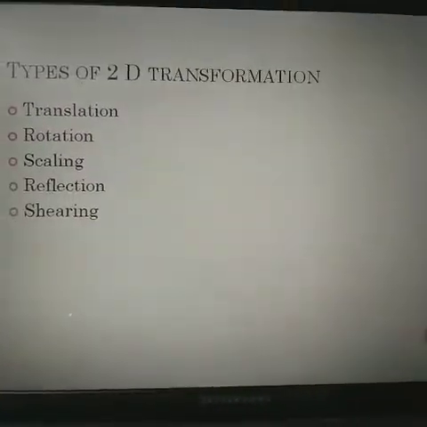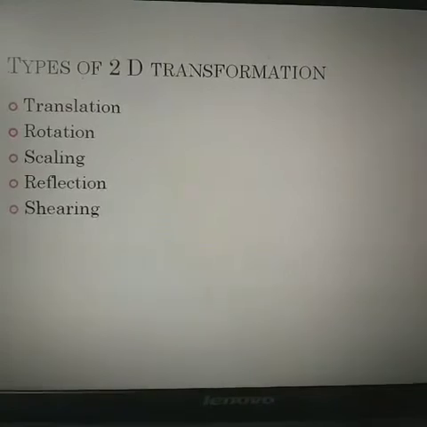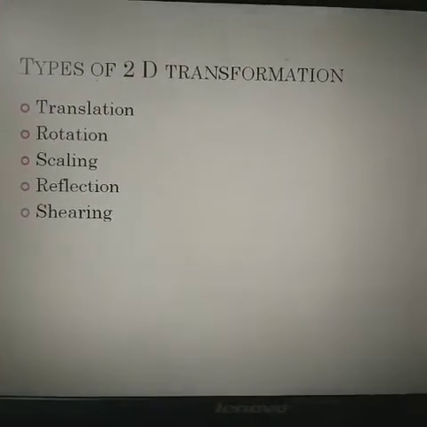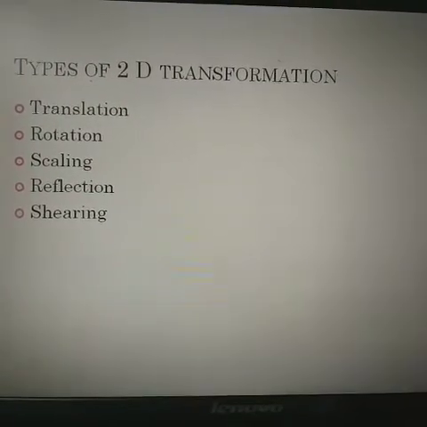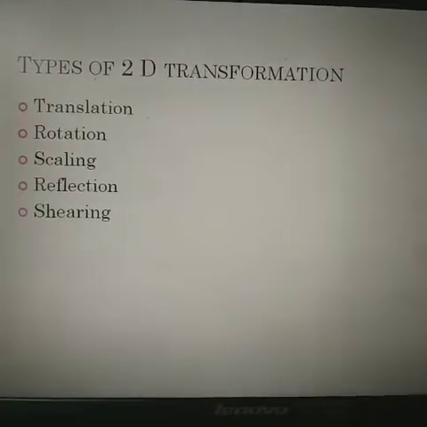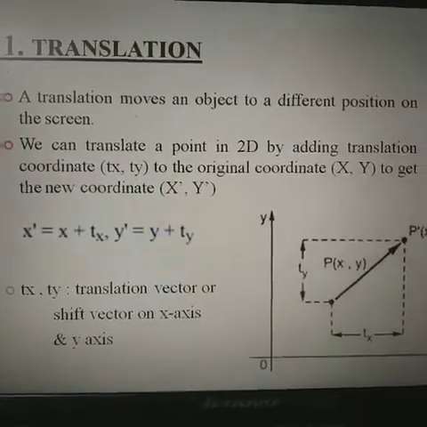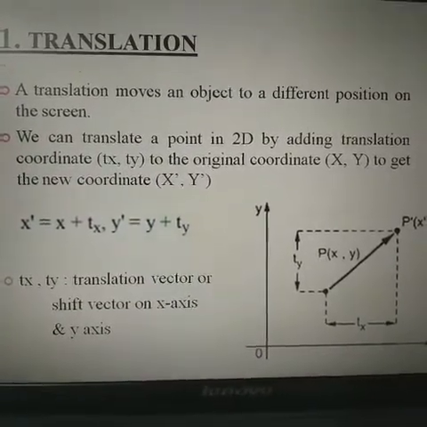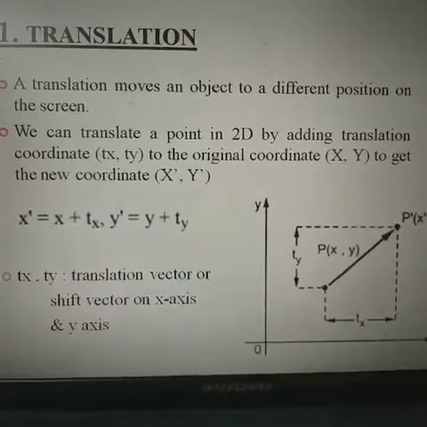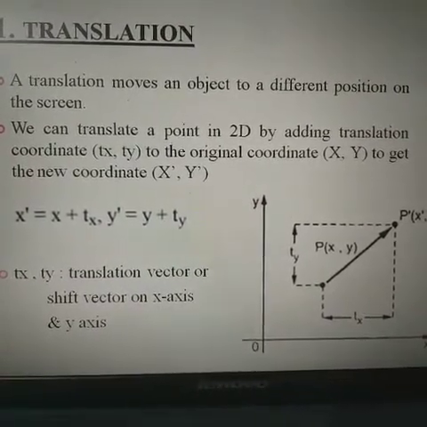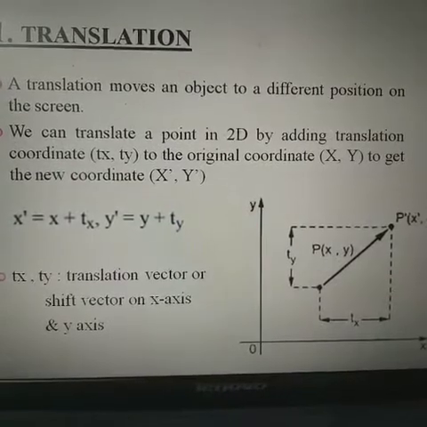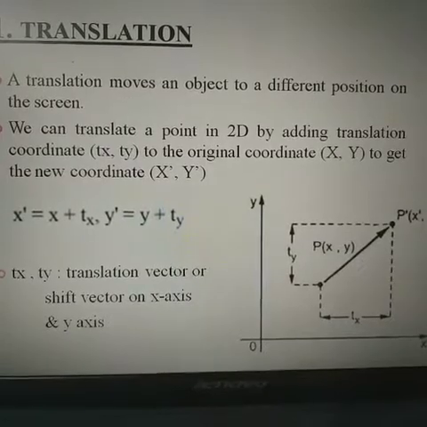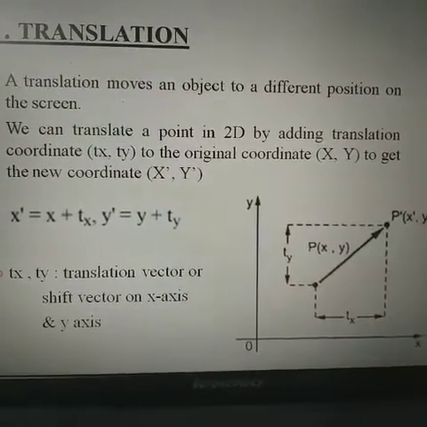So we have various transformations, as we already discussed. The first one is translation, second is rotation, third is scaling, fourth is reflection, and the fifth one is shearing. First of all, we discuss what translation means. Translation means moving an object to a different position. There is an object placed at position two on the x-axis, and we have to place that object at the fourth position.